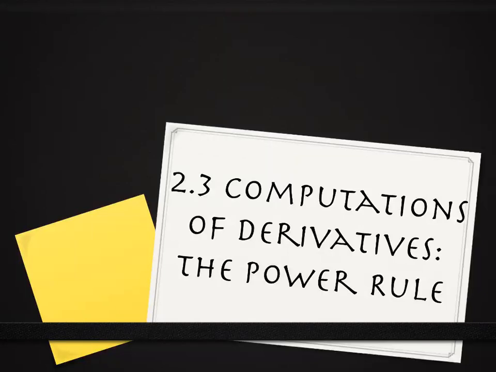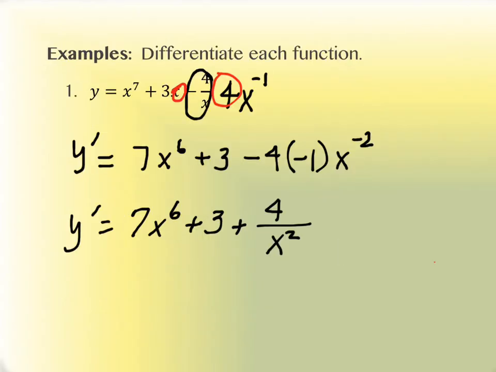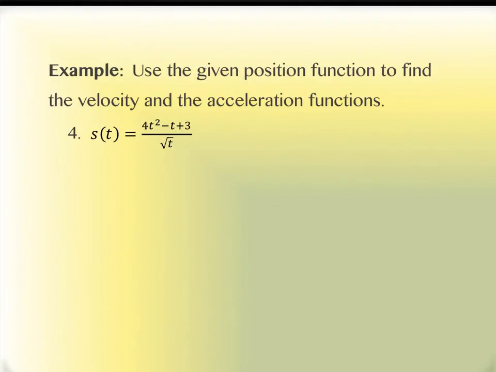Let's take a look at 2.3 and we'll finish up the power rule today. A lot of the things that we're going to be doing throughout this section are going to hinge back on this power rule, so it's a really important one. And we are taking a look now at example 4.